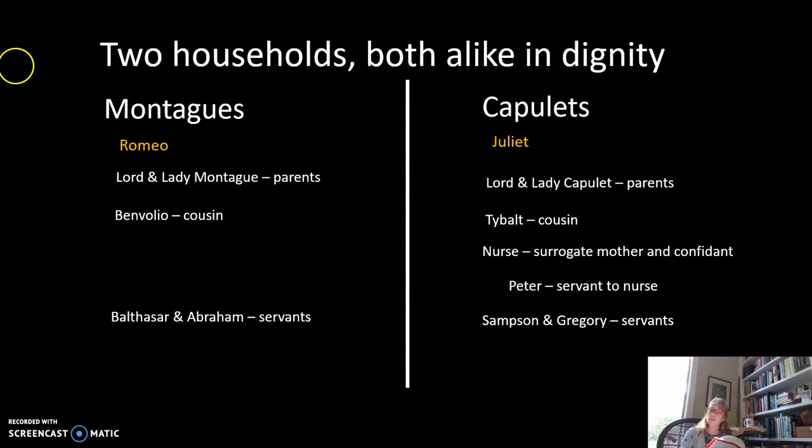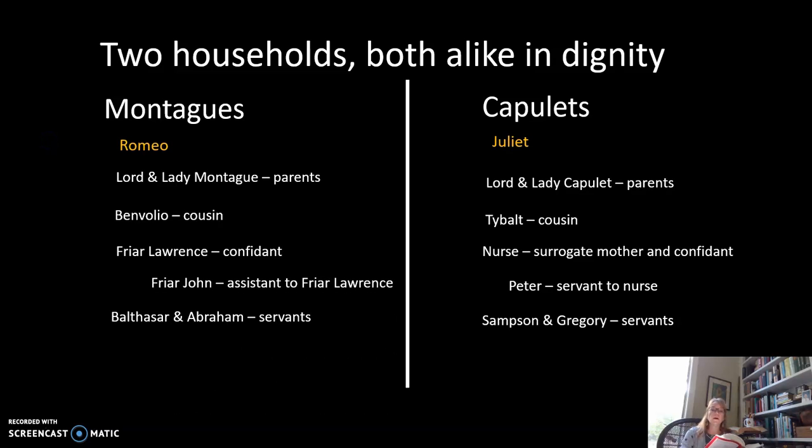Now you might be looking at my chart and thinking, it's a little imbalanced actually, but there is a method to my madness in creating the chart this way, because Romeo also has a confidant, but he is not technically part of the house of Montague. He doesn't live with the Montagues. Friar Lawrence, though, is quite clearly the closest character to Romeo in the play and knows about his changing love life, for example. The friar also has an assistant, Friar John.